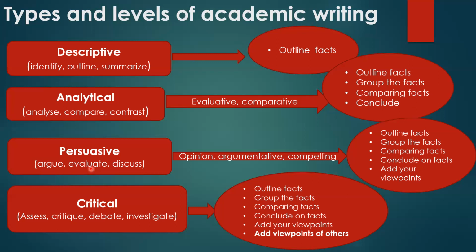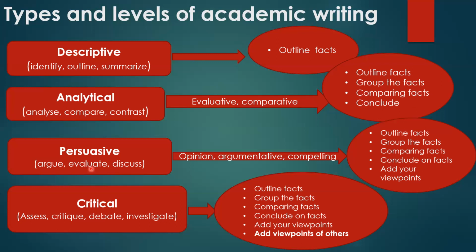So you see that on top of analytical, you just add your viewpoint and then you get the persuasive. And the same with critical. You add your viewpoints, then you bring in the viewpoints of others, and then you are at critical. So if you are given a question or a task, you must study the task to see whether you will be writing at the level of critical or you are expected to write at the level of persuasive or analytical. You see, but I would say to students, if you are not sure, it's better you go to the highest level, which is the critical.